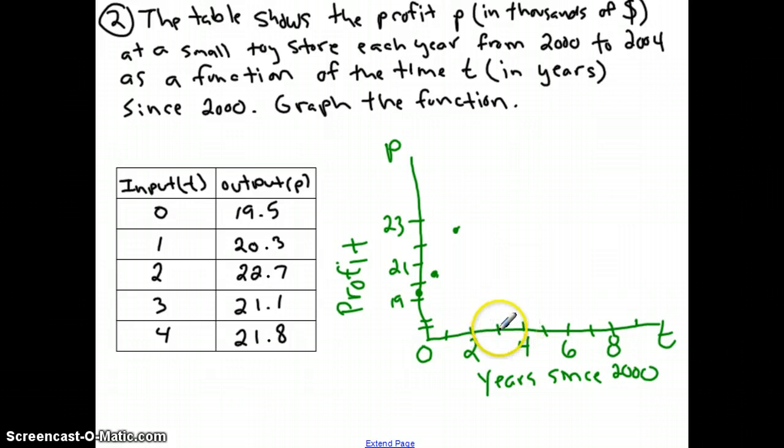Then for 3, it's just above 21. So I'm going to kind of estimate that it's in here. And then for 4, it is in between 21 and 22, but closer to 22,000. So I'm going to put that in there. So we've taken this information and we've graphed the function.